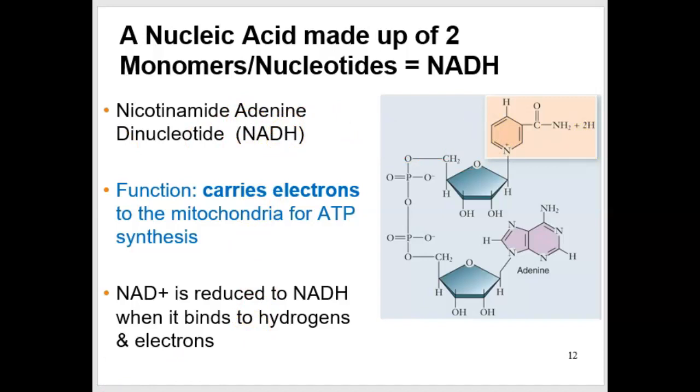Its function is to carry electrons that have been harvested from nutrient molecules to the mitochondria. So this molecule, NADH, takes electrons from nutrients like glucose to the mitochondria and then transfers them to some machinery that helps in the production of ATP. So NADH is going to be really important to us when we talk about ATP synthesis.